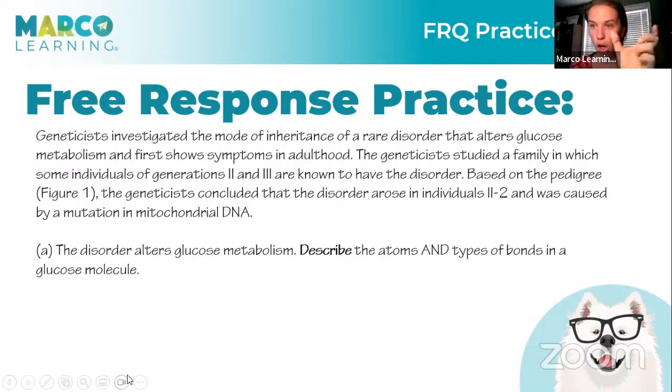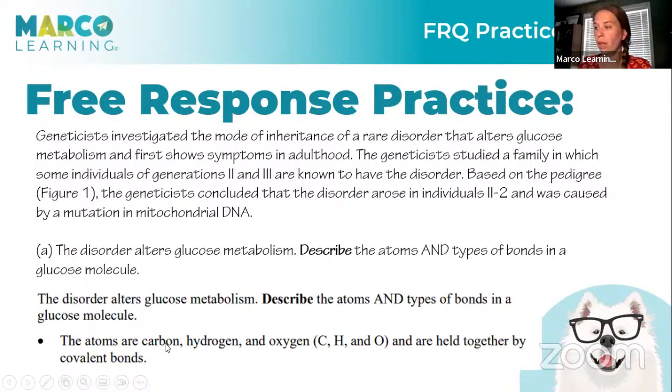Carbohydrate, like think about it. There's a carb and a hydrate. Hydrate is oxygen and hydrogen, like carbohydrate. Okay, so we know that it's carbon, hydrogen, oxygen, and then we have to think about what kind of bond is it. Well, they're all covalent bonds. So you talk about that the atoms are carbon, hydrogen, oxygen, C, H, and O, and they're held together by covalent bonds. Okay. Now again, it says to describe.